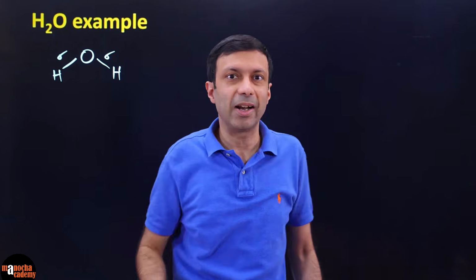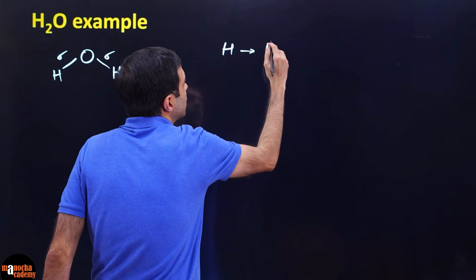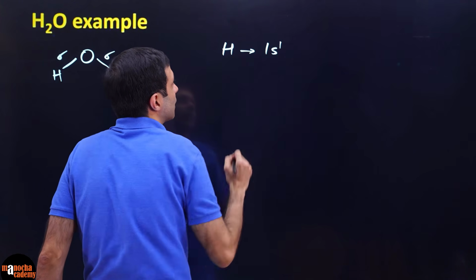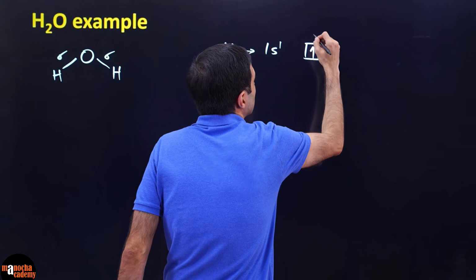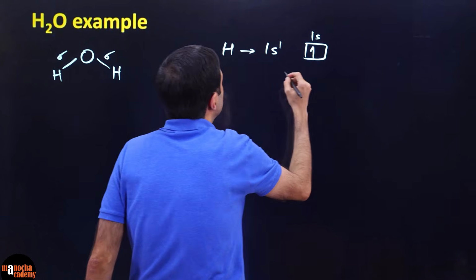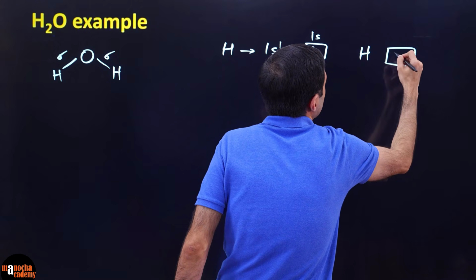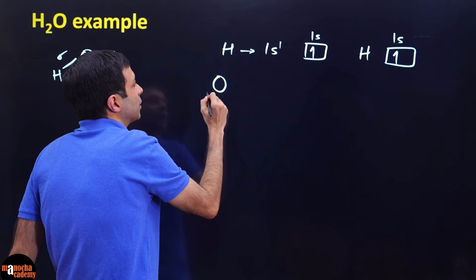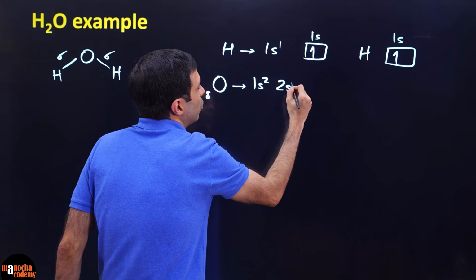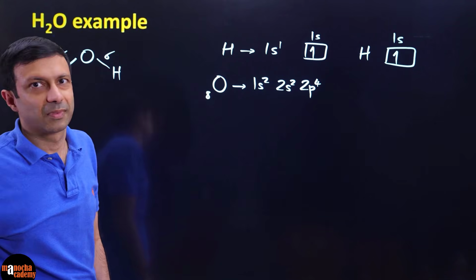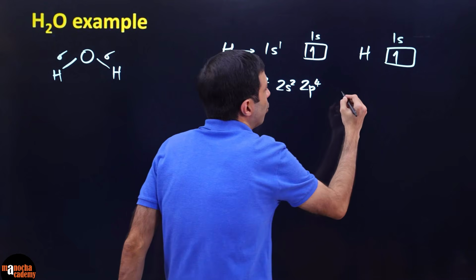So for that, let's quickly write down the electronic configuration. Hydrogen has only one electron, so it has a simple configuration of 1s1. And there are two hydrogen atoms here. So we can say this guy is one orbital like this, and another hydrogen we are going to put here. That will also have this configuration of 1s1. Now what about the oxygen atom? Oxygen is having 8 electrons. So its configuration is going to be 1s2, 2s2, 2p4, right? 4, 6, 7, 8 electrons. So how will this 2p4 orbital look like?